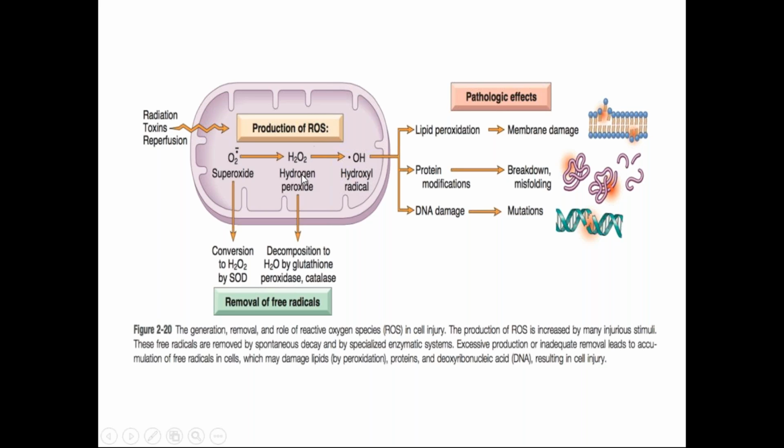And this hydrogen peroxide, if it is not neutralized, converts into hydroxyl radical. This free radical mainly causes lipid peroxidation, which causes membrane damage, and protein modification, which causes breakdown of proteins forming fragmented proteins, and finally DNA damage leads to mutation of these cells.